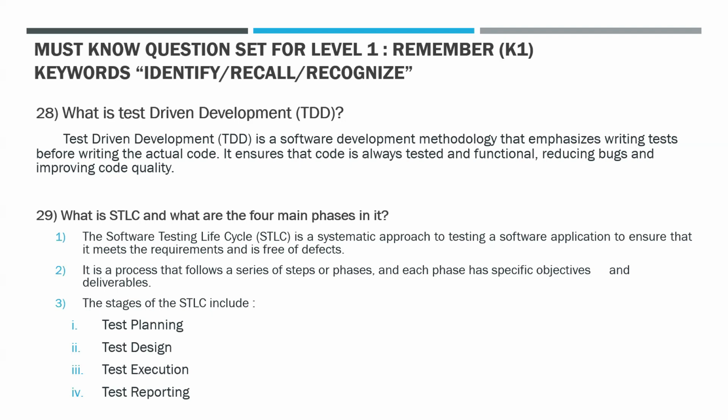Coming to the 29th question, what is STLC and what are the four main phases in it? The software test lifecycle is a systematic approach to testing a software application to ensure that it meets the requirements and is free of defects. It is a process that follows a series of steps or phases, and each phase has specific objectives and deliverables. The stages of STLC include test planning, test design, test execution, and test reporting.